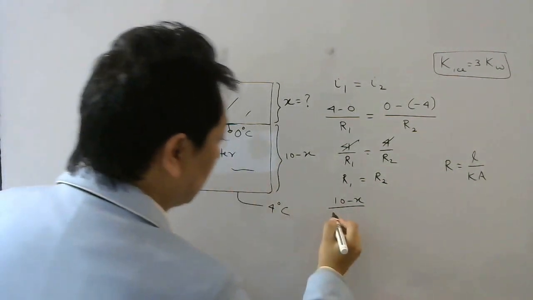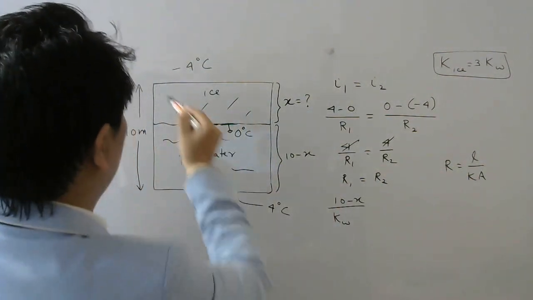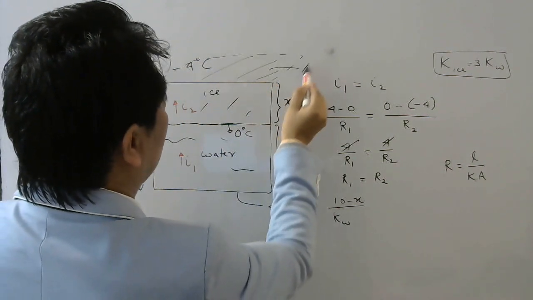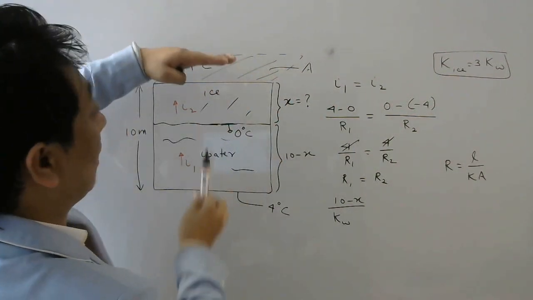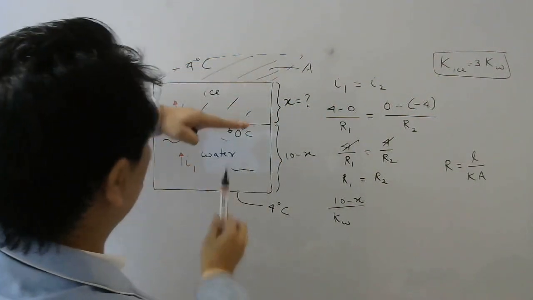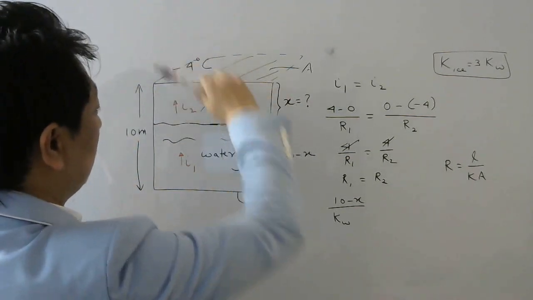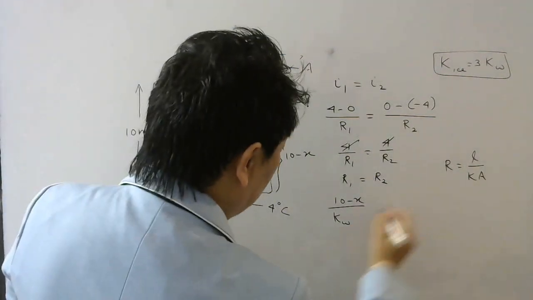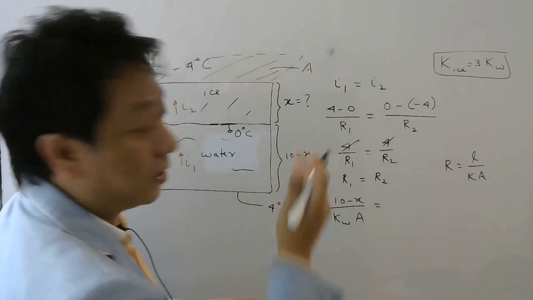Whose K should I use? K of water into area. Now which area are we talking about? This area, right? This is the area A. So let's say this surface area is A because heat is flowing this way. So we have to choose the area which is perpendicular to the flow of heat. This area will be common for this and this, isn't it? So this will be A. So basically A is the area of the surface of the water.